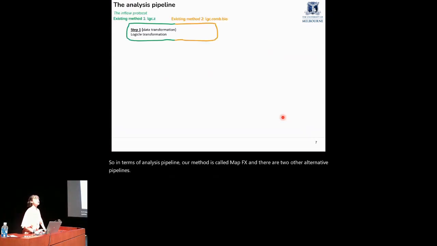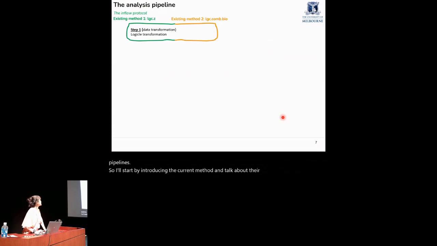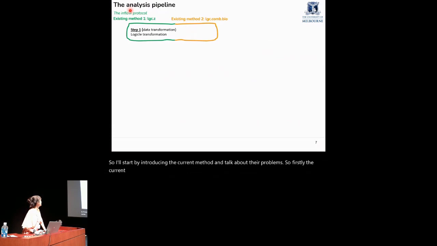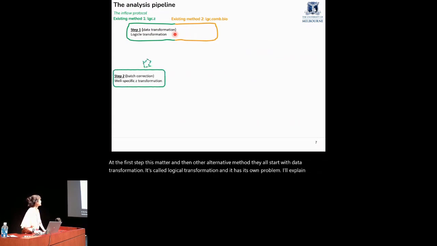So I'll start by introducing the current method and talk about its problems. Firstly, the current method is from the info protocol that I showed earlier. You can see that at the first step, this method and the other alternative methods all start with data transformation. It's called logical transformation, and it has its own problem. I'll explain that later. The second step is to do batch correction.